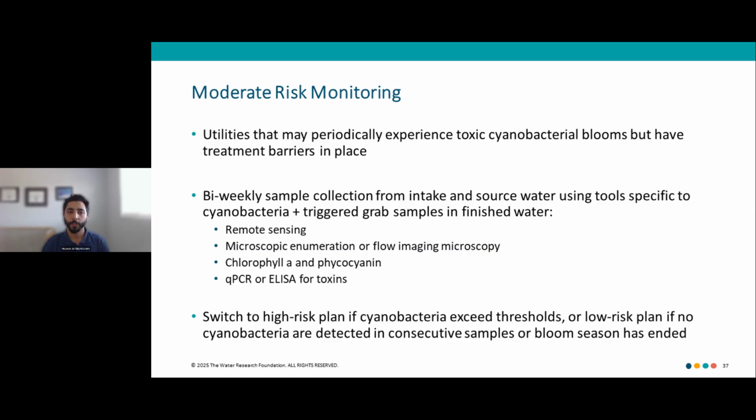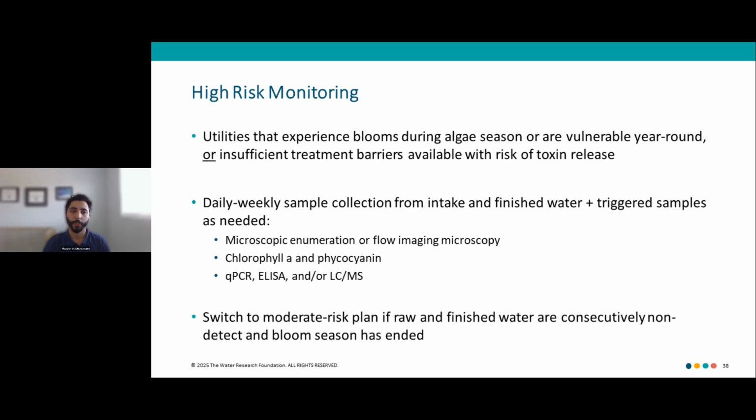And similarly, for a moderate risk plan, for utilities that do typically experience cyanobacterial blooms, where their monitoring may be more regular, they may want to switch to a high risk plan and accelerate the type and frequency of monitoring if the cyanobacteria exceed certain thresholds. Or they may be reduced to a low risk plan if they see no cells or no toxins in consecutive samples, or if they're in a place that has strong seasonality, the algal season has ended, and then you can switch back to a low risk monitoring plan.